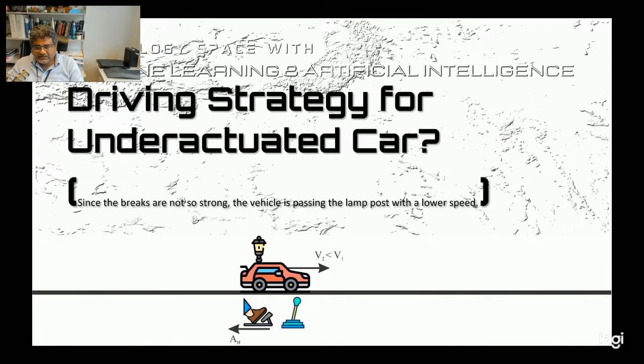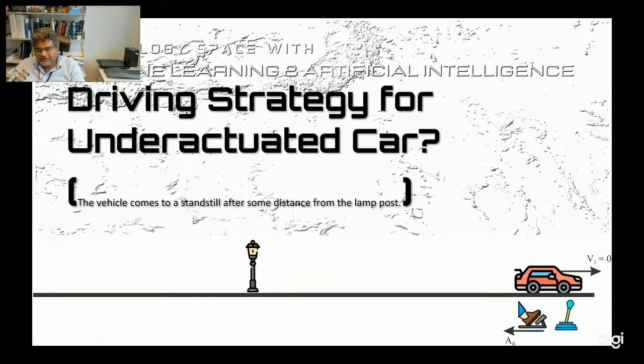Since the vehicle may not have strong brakes to stop right away, even though the vehicle is decelerating, it could still pass this lamppost at a speed of V2. You should note that V2, the speed of that vehicle, is somewhat less than the initial speed of V1. Eventually that vehicle will come to a standstill after some distance and time due to these underactuated conditions, and this is somewhat away from the lamppost.